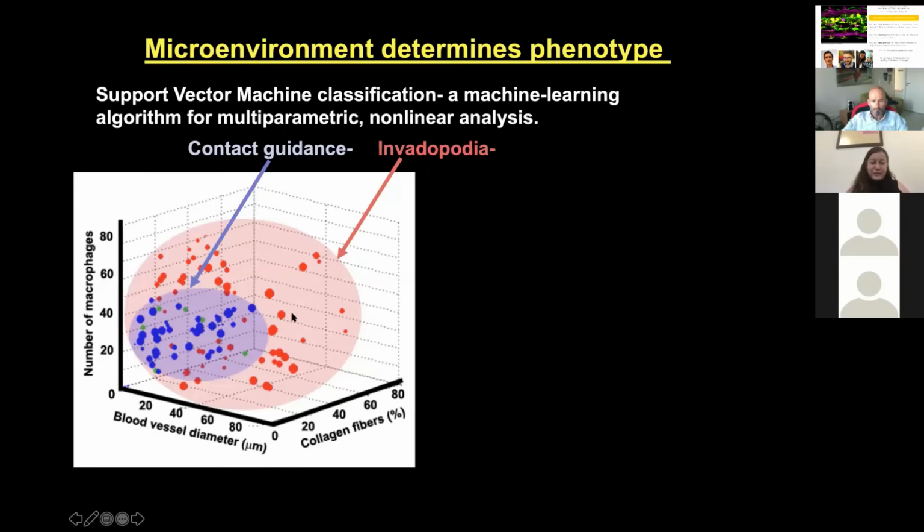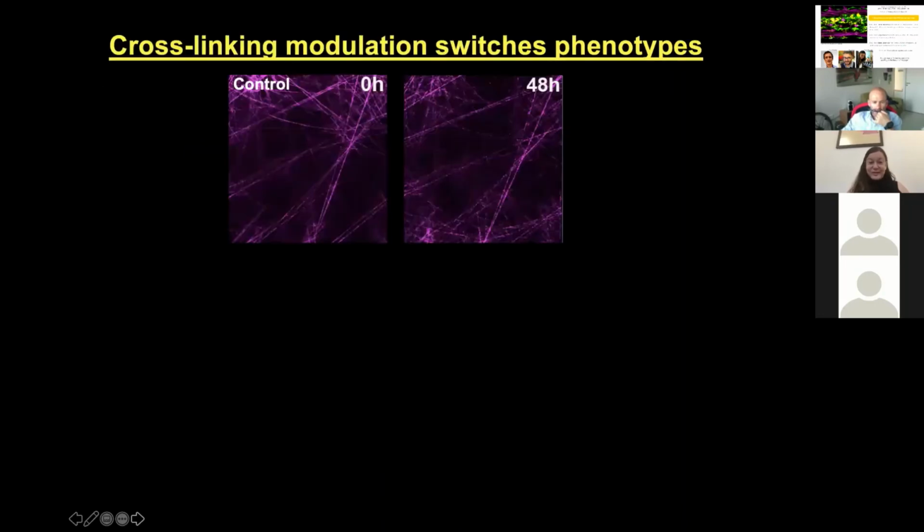And if you look at this 3D plot, you can see that collagen fibers, so the number of visible collagen fibers, is one of the parameters. So it seems like, at least on this 3D plot, that if you start changing the number of visible fibers in second harmonic, you can actually change the behavior. That's like a child's view of the microenvironment. And so we started doing that, and it actually worked.